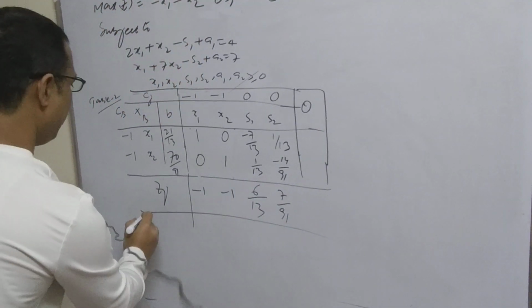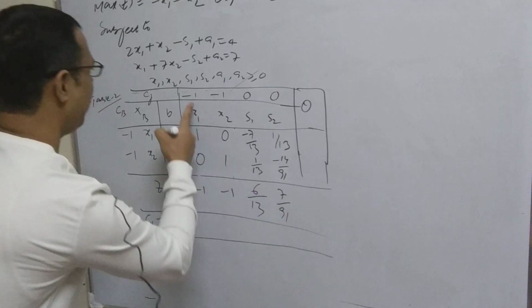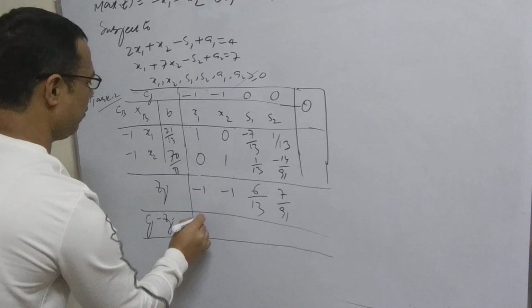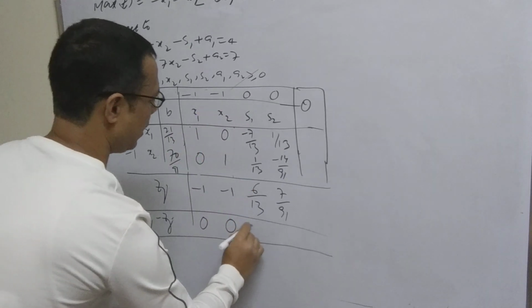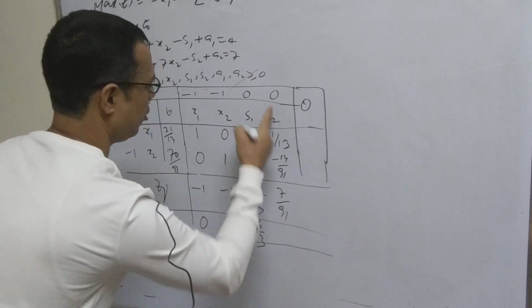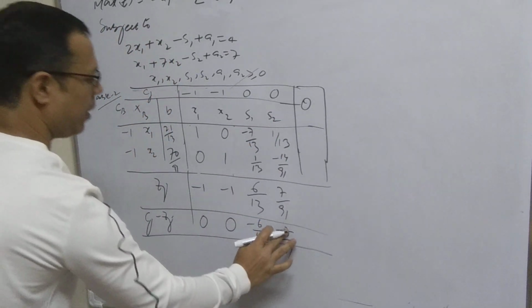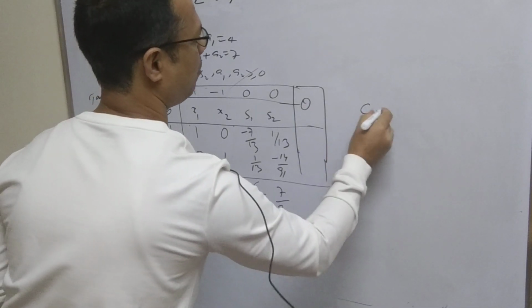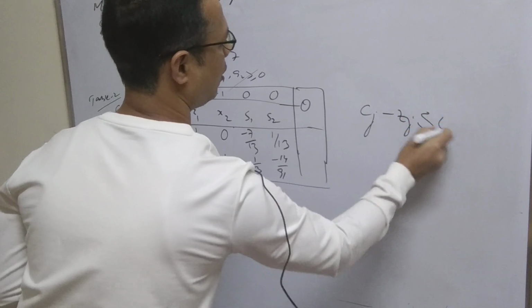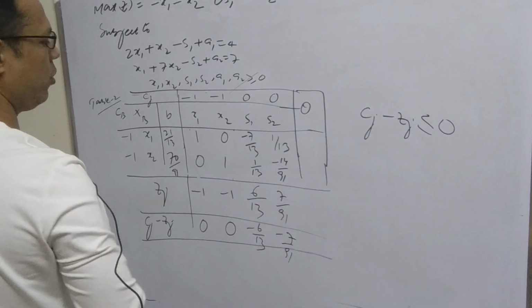Now Cj minus Zj. Cj value is minus 1 and minus 1. It will give you 0. Minus 0. 0 minus this one, minus 6 by 13. 0 minus this one, minus 7 by 91. It means all values are going to satisfy the condition of Cj minus Zj less than or equal to 0. Either it is 0 or it is less than 0. It means now this condition is satisfied.